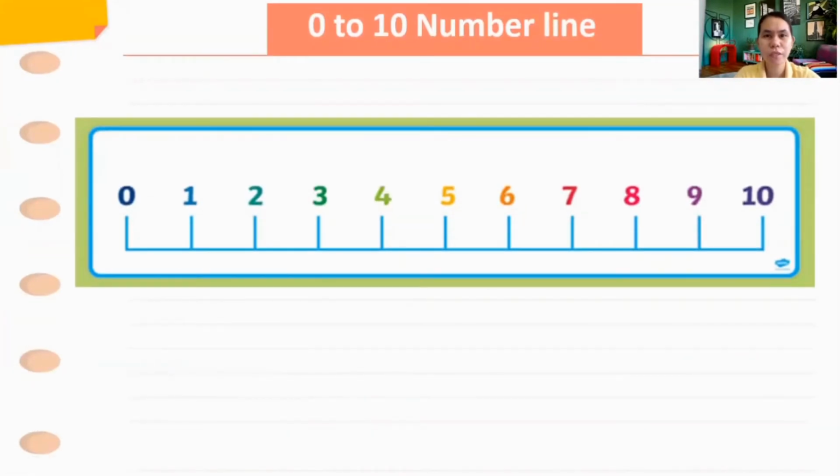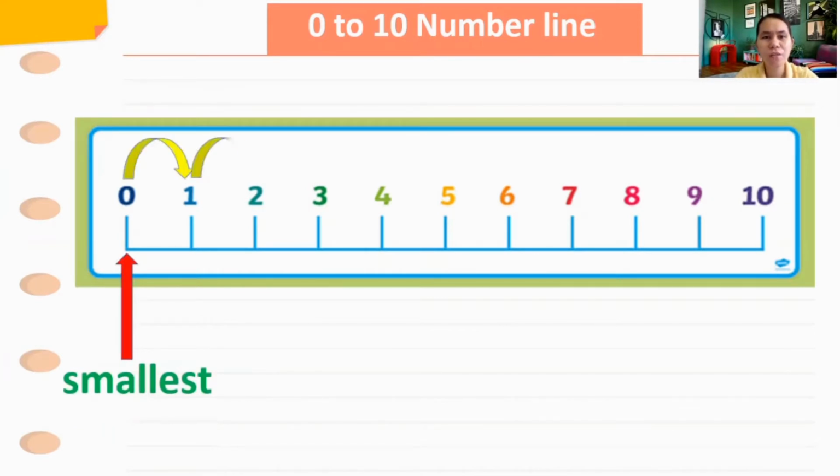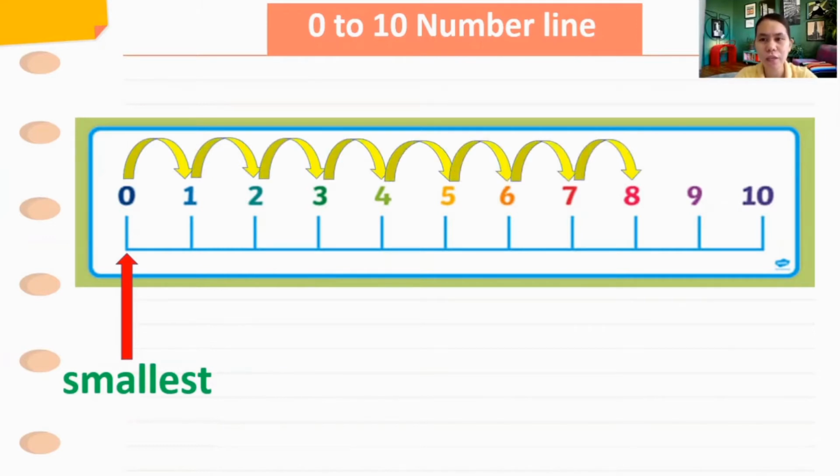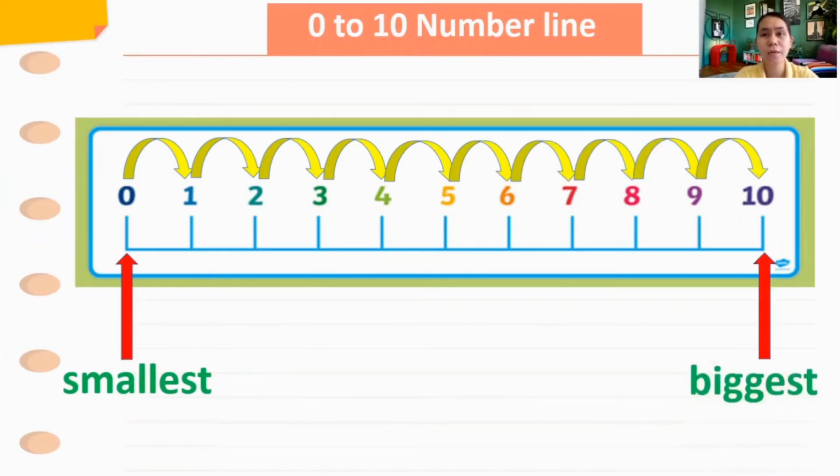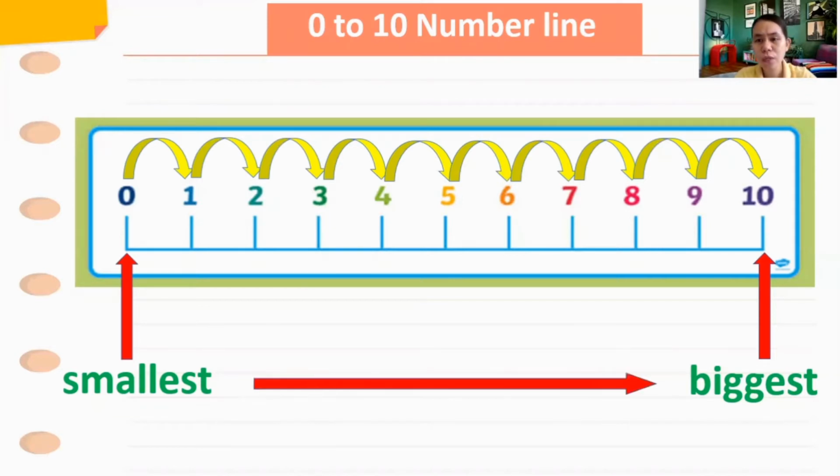Let's recall first the number line. Start from 0 up to 10. We all know from the number line, 0 is the smallest number, right? And going to 1, 2, 3, 4, 5, 6, 7, 8, 9, 10. And we all know 10 is the biggest number. So this is from 0 to 10, it means from the smallest to the biggest.